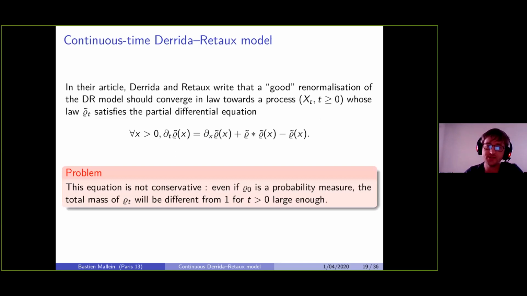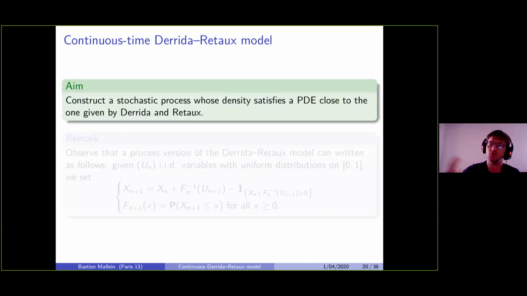Okay, so there is just one problem with this partial differential equation, is that it's not conservative. If you start with a probability measure at time 0, you don't get a probability measure at all positive times. So there's probably something wrong with this partial differential equation. But okay, so what we want to do is to construct a stochastic process whose density satisfies a PDE close to the one proposed by the physicists.